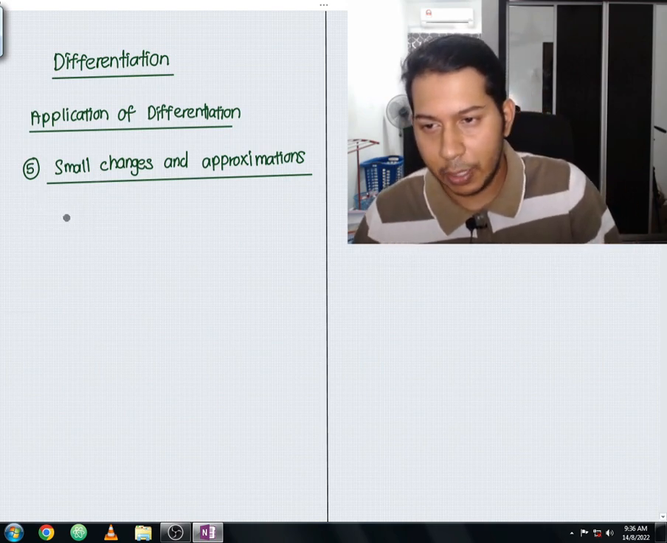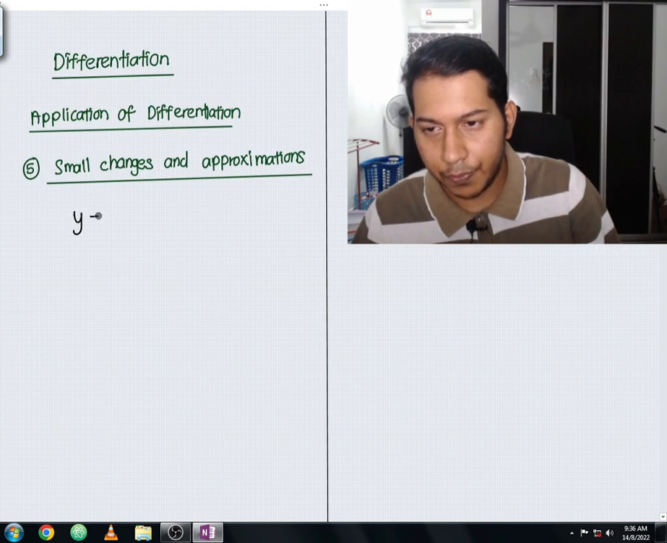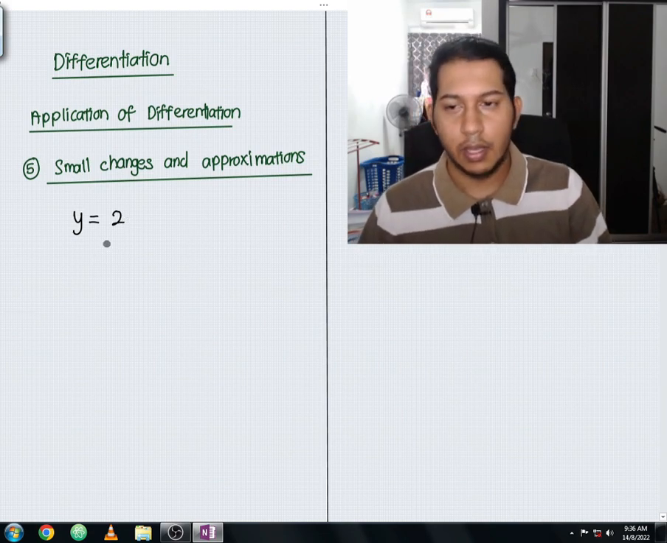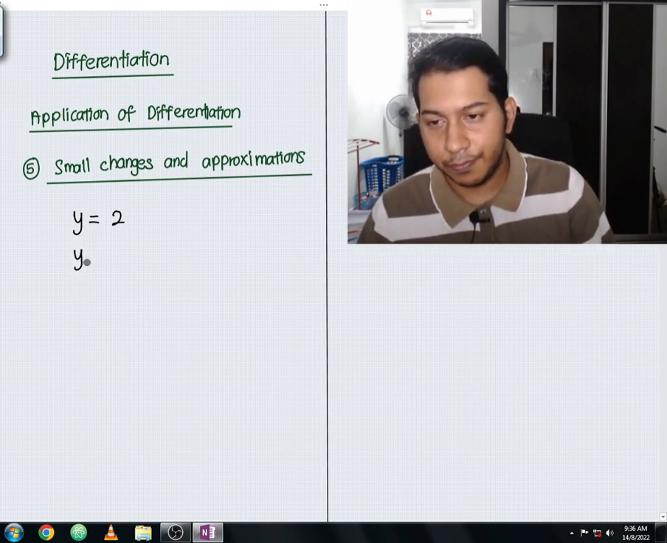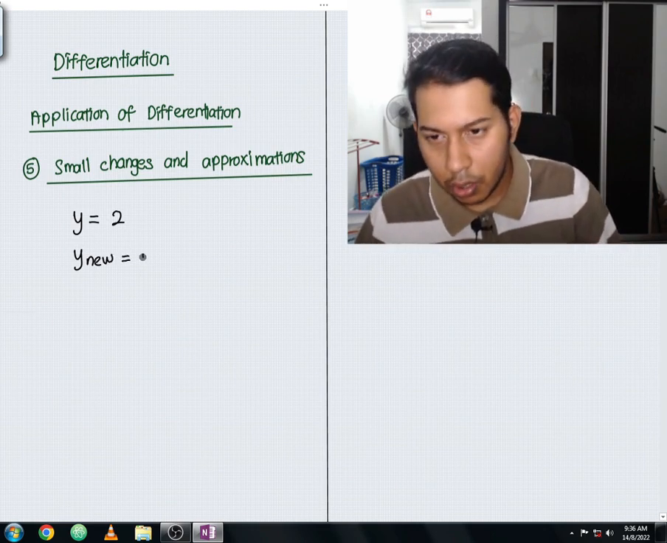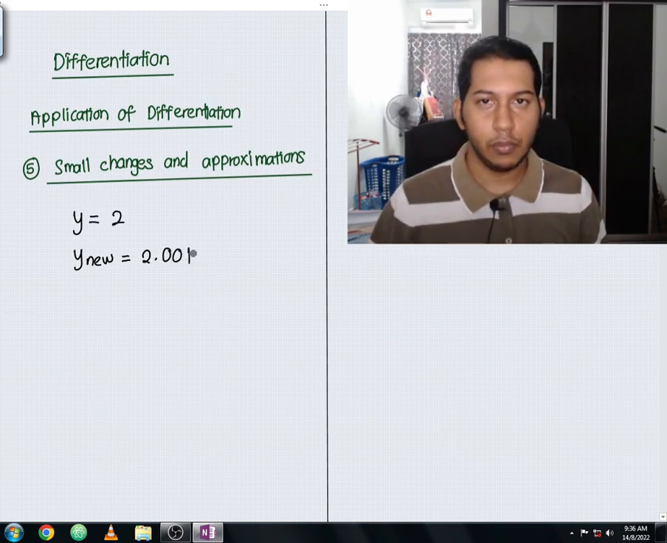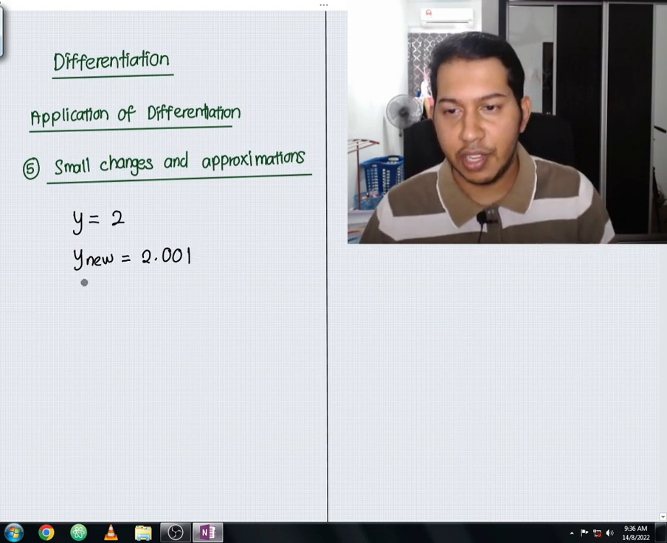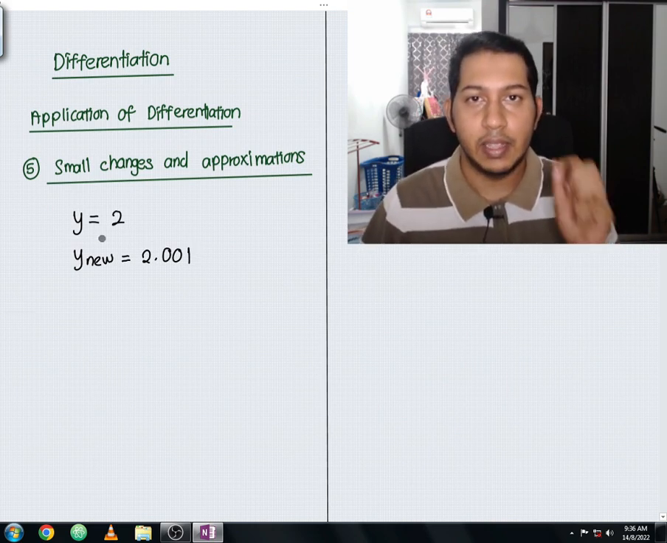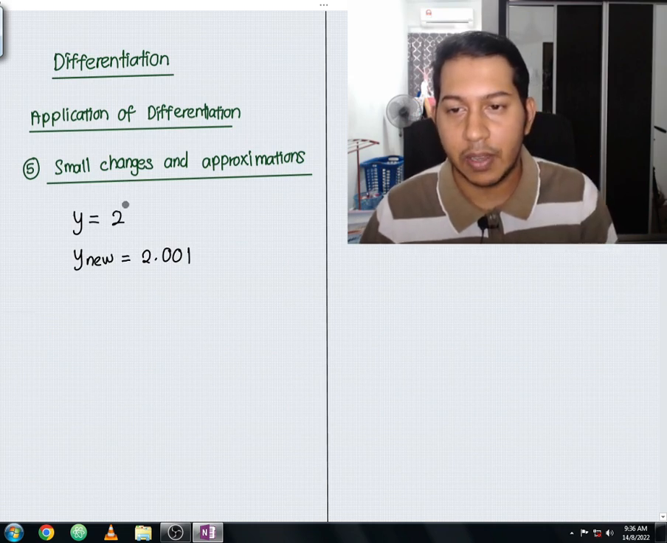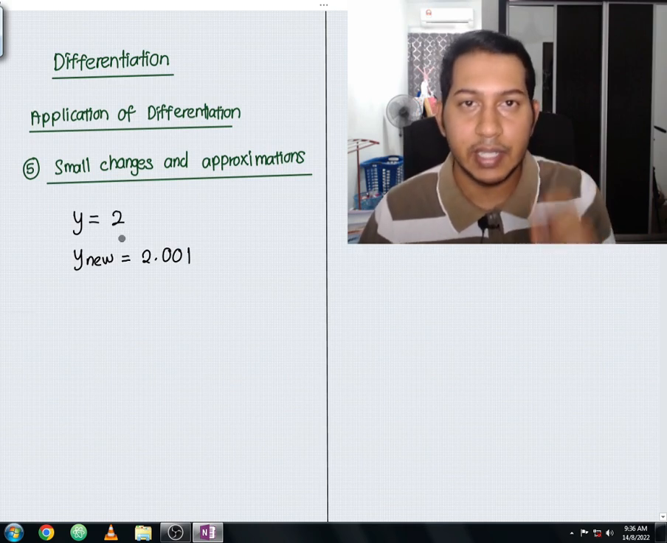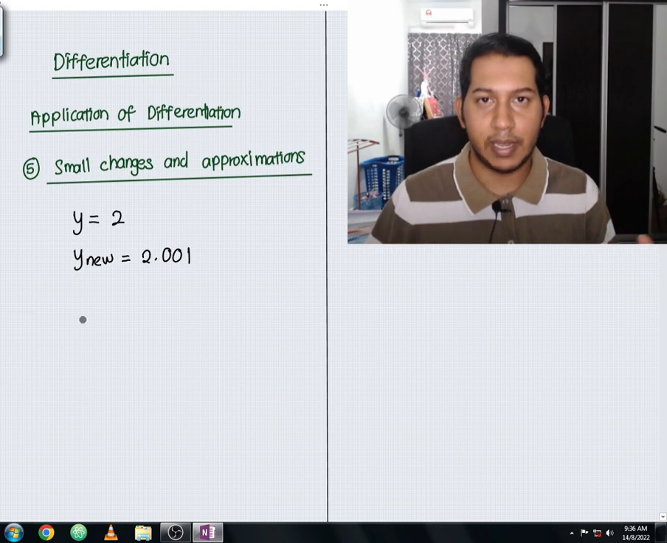Let's say you have a y value equal to 2, and then you have a new y value which experiences some changes and becomes 2.001. The difference between the new y and the original y is what we know as the small change, because as you can see, the difference between the new y and the original y is very little. That little change we're going to write down in mathematical form.